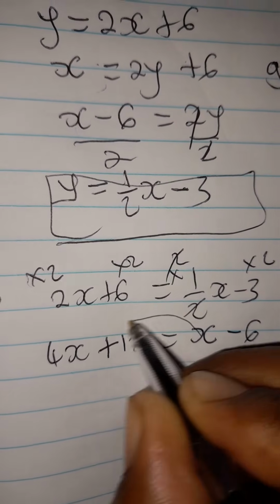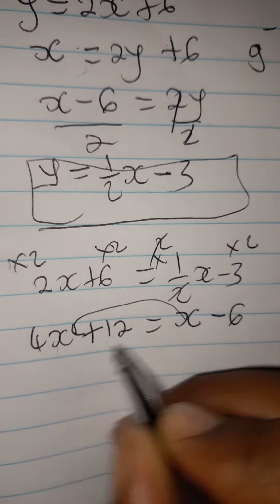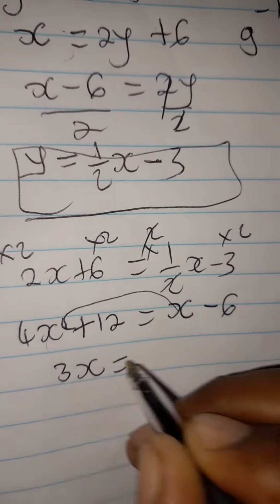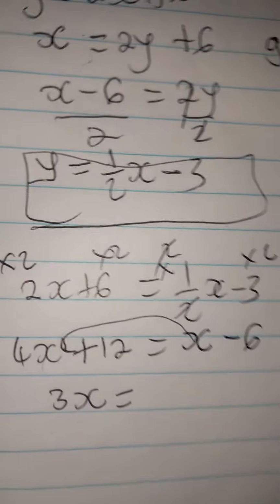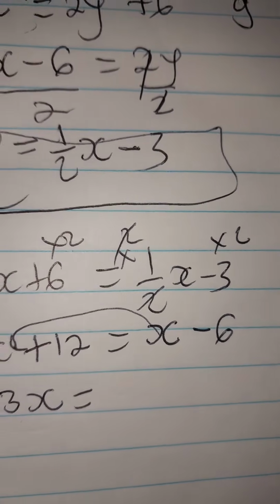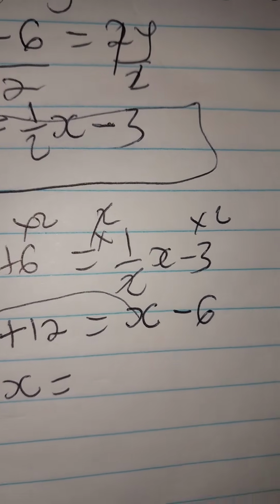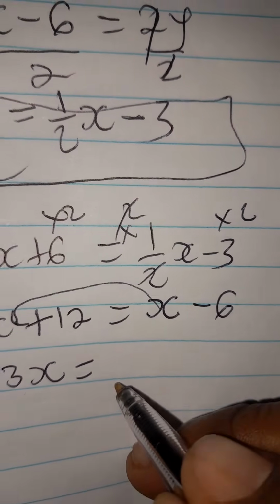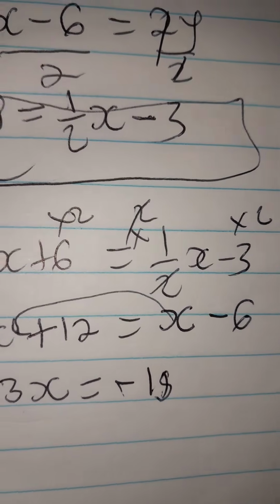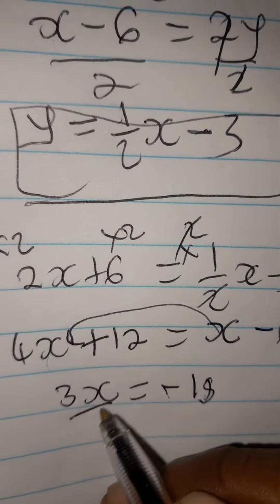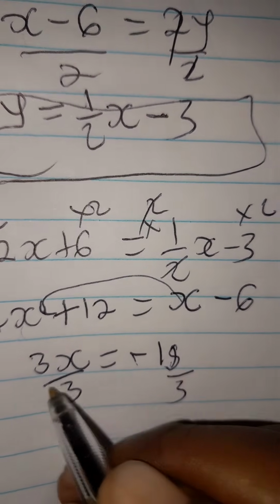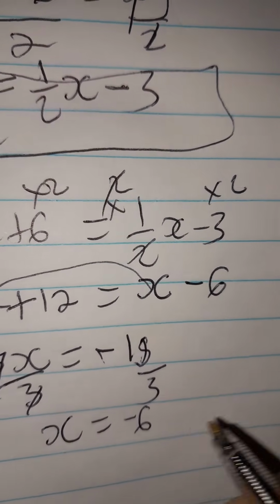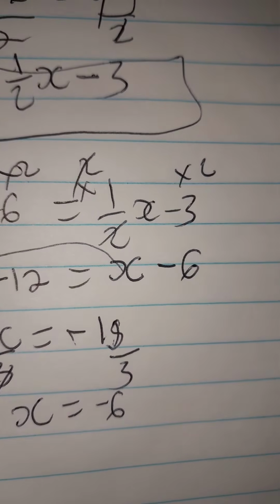So from here, we take x to the other side. 4x minus x is 3x, as well as we are having 12. When we take 12 to the other side, it becomes negative 6 minus 12, which is minus 18. Divide both sides by 3. How many times does 3 go into 18? It goes 6 times. So we'll have negative 6.